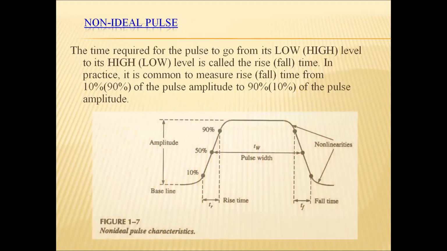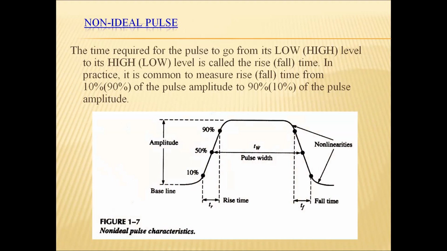Now the non-ideal pulse. This is basically a practical one, because a practical circuit uses a filter. The time required for the pulse to go from its low level to its high level, or high to low, is called the rise time or fall time. In practice, it is common to measure rise or fall time from 10% up to 90%. If it is rising, we take 10% into consideration, but if it is falling, you have to take 90% of that into consideration. So this is an example of a practical, or non-ideal, pulse characteristic.